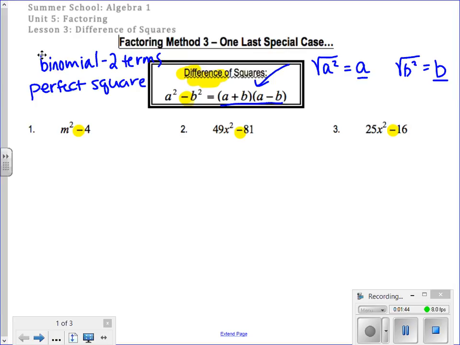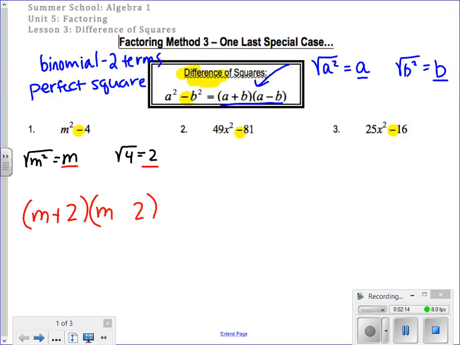All right, m squared minus 4. I start by taking the square root of each term. The square root of m squared and the square root of 4. Don't take the square root of negative 4, just the 4. Ignore the negative for now. The square root of m squared is m, and the square root of 4 is 2. So I'm going to use that m and the 2 in each factor. Now I'm going to have two factors here. They're both going to have an m, and they're both going to have a 2. One factor gets a plus, one factor gets a minus.